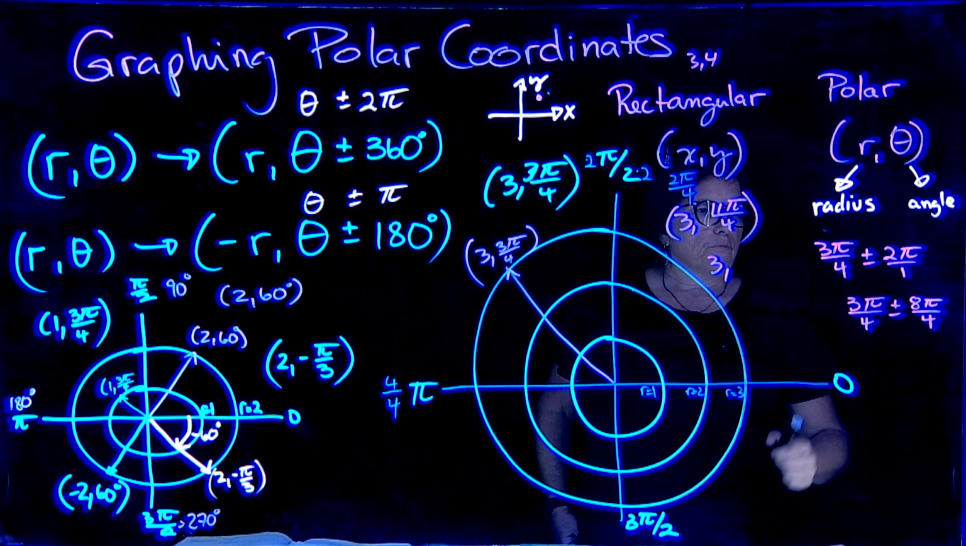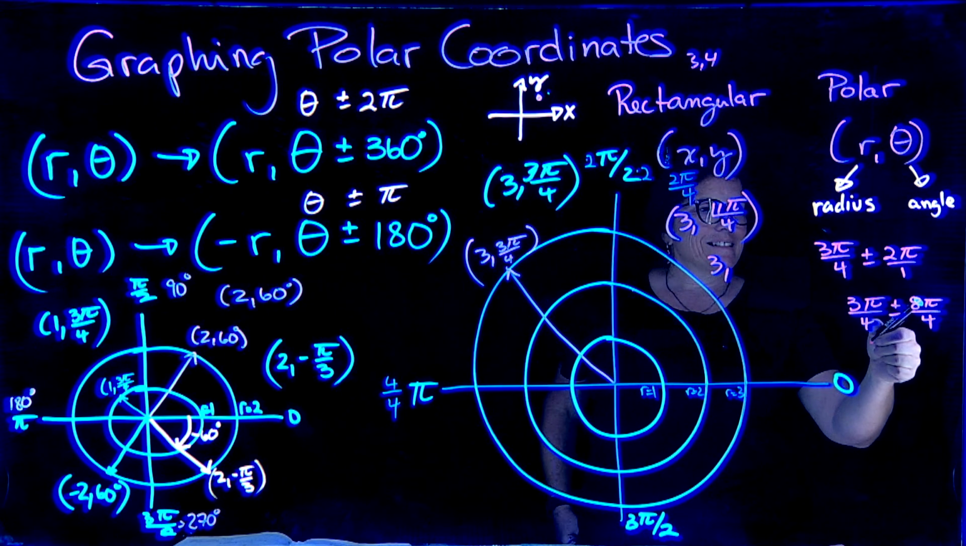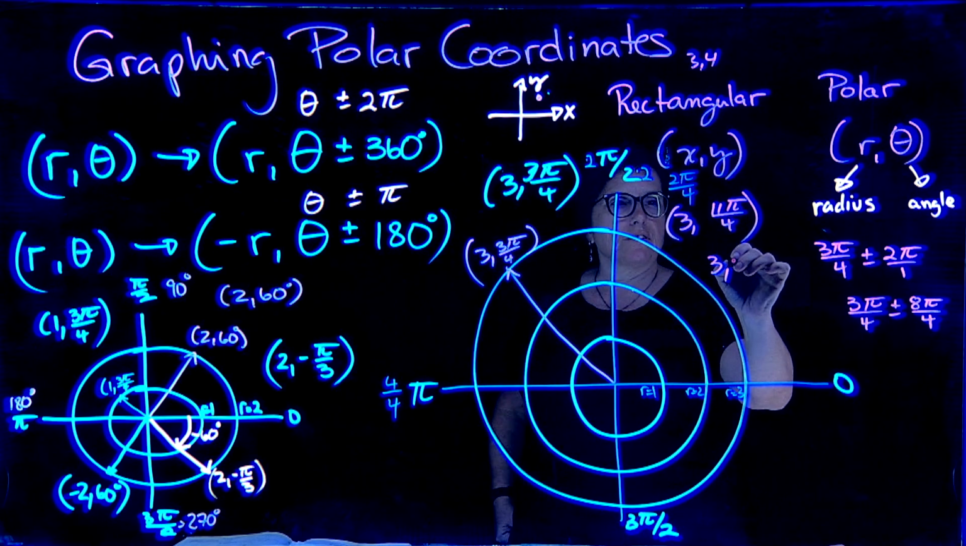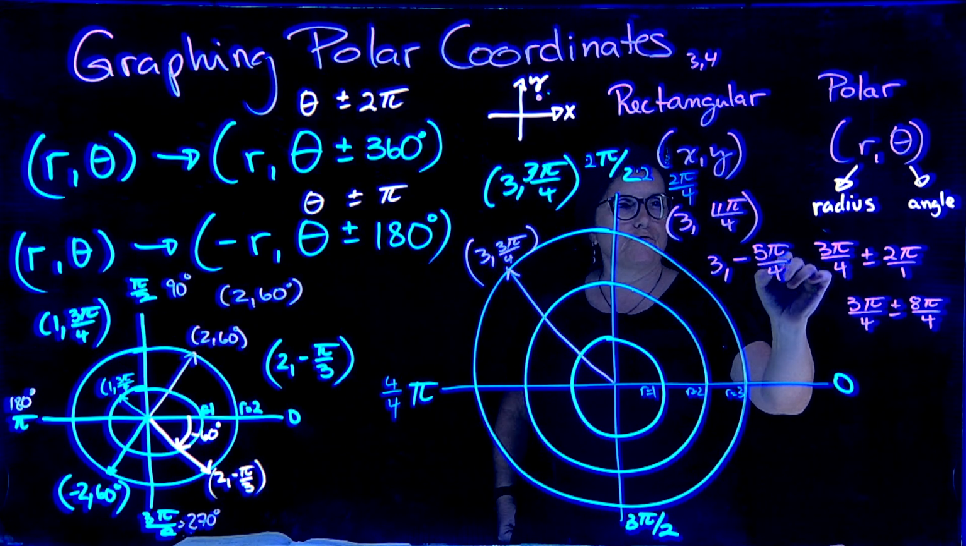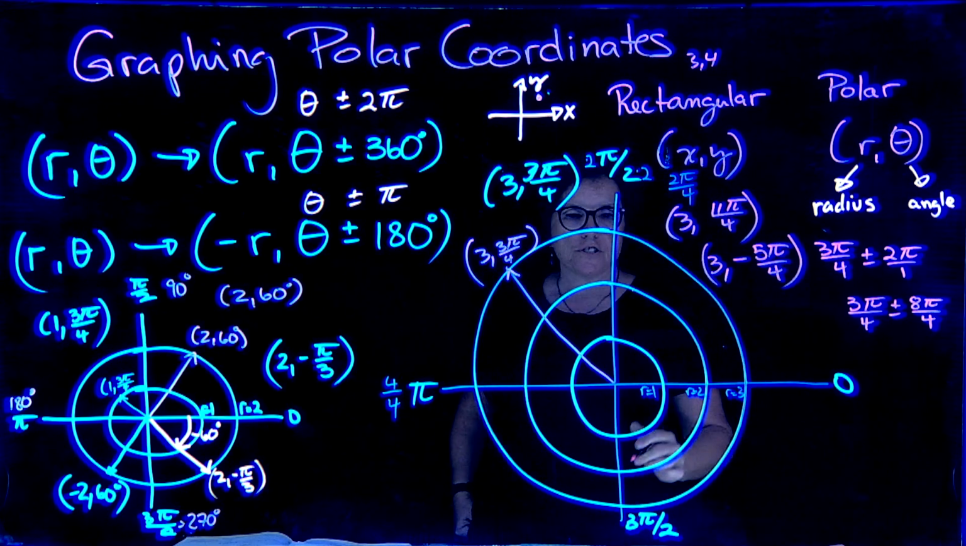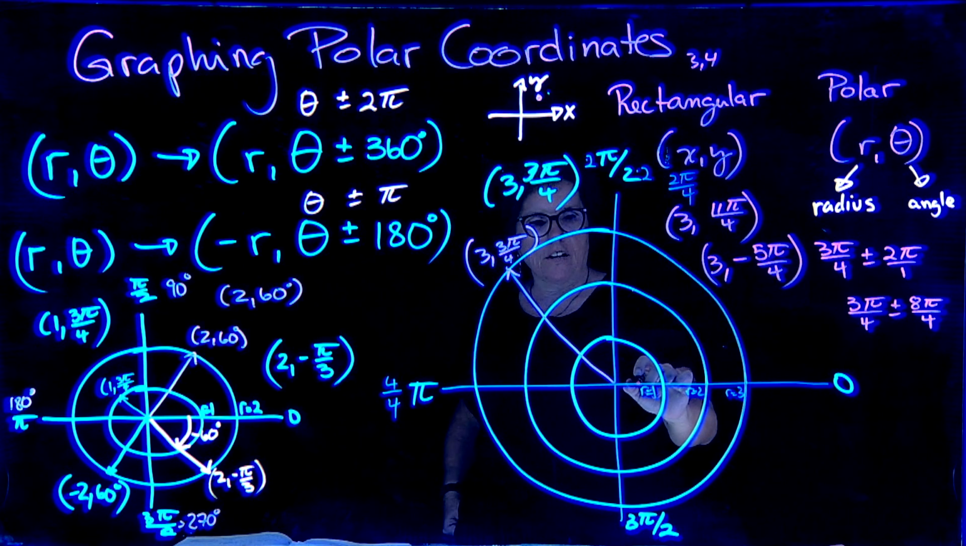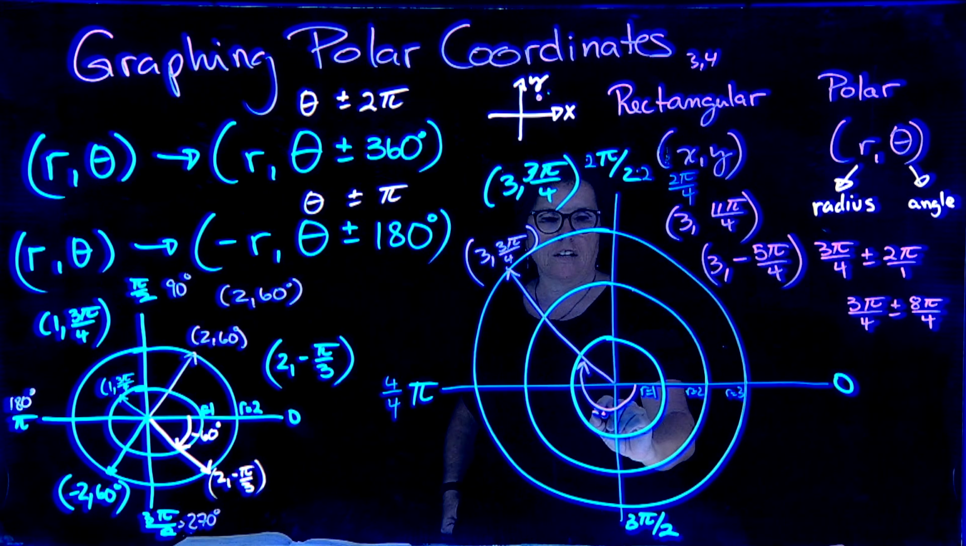And the second one would be 3, minus 8 pi over 4, so that's negative 5 pi over 4. Which is basically 5 pi over 4 as the clockwise angle. Here you go. That is 3, negative 5 pi over 4.